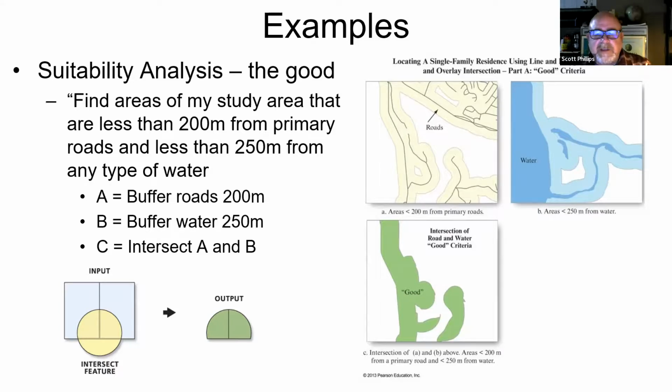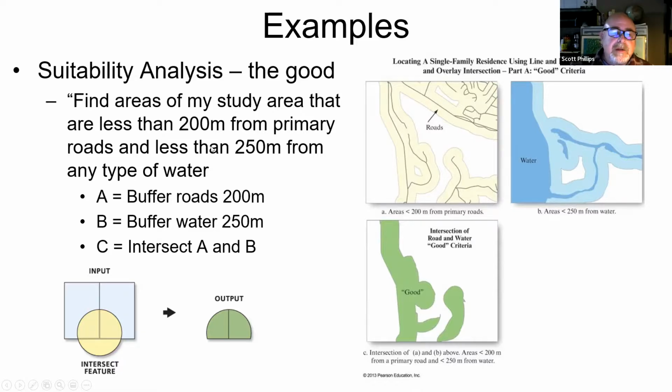So essentially you're identifying what are the positive traits and the negative traits. So the good, let's say, what you're trying to do is find areas in my study area that are less than 200 meters from primary roads and less than 250 meters from any type of water. So how do we approach this? Well, first we want to be 200 meters from primary roads. So we use buffer. Here the buffer comes in handy. We create a 200 meter buffer from primary roads. So anything within this buffer meets that first criteria of being 200 meters from primary roads.